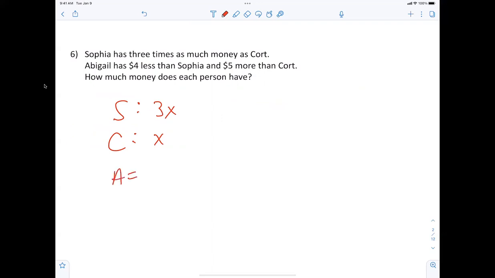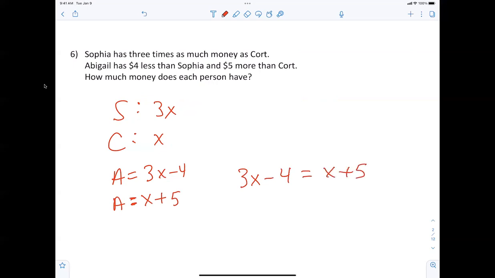So Abigail has what? And she also has what? So now what's true? Who can write me an equation? Tell me. Yeah, because her value doesn't change, correct? That's smart. 3x minus 4 equals x plus 5.